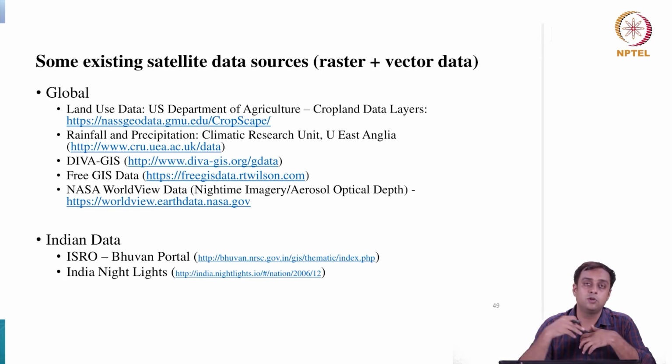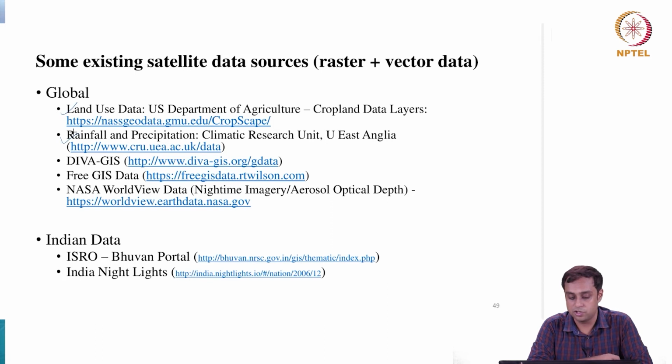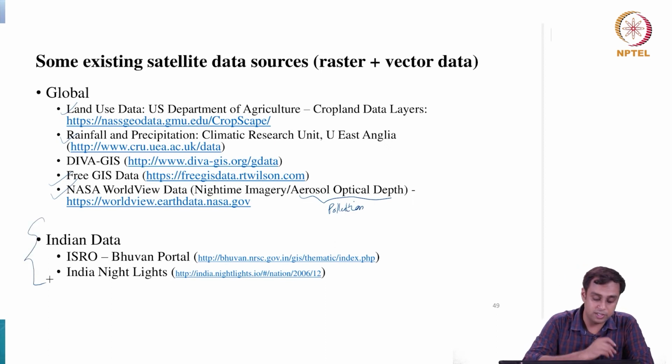domains. These data sets include the land use data set of the US Department of Agriculture, and the rainfall and precipitation data set of the Climate Research Unit of the University of East Anglia, a version of which we saw for Uttar Pradesh a while ago. There are these free GIS data, there is the nighttime imagery, and aerosol optical depth, which is a representation of air pollution. These are provisioned by NASA, and freely available at worldview.earthdata.nasa.gov. There is also Indian data, which is made available by Indian agencies.